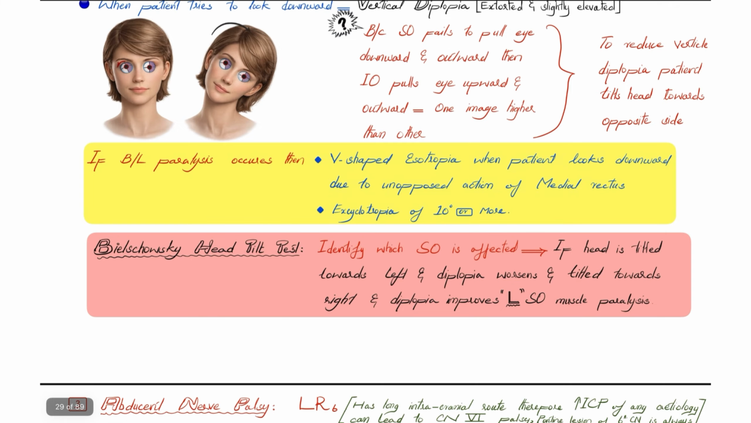To identify which side the superior oblique muscle is affected, we perform the Bielschowsky head tilt sign. And how it is interpreted: if the head is tilted towards the left and diplopia worsens, and when the head is tilted towards the right and diplopia improves, then the left superior oblique muscle is paralyzed. So this was about the trochlear nerve.